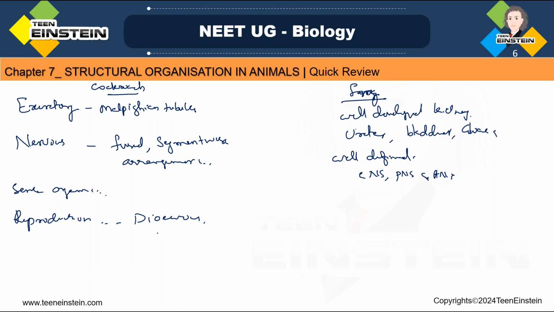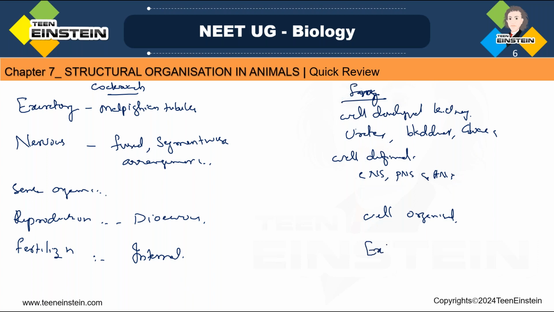In frog, it's well organized. Testes and ovaries are found attached to the kidneys. Well developed reproductive system you can see in frog. Okay, then about fertilization. Internal fertilization within genital pouch you can see in cockroach. Internal fertilization. In which one? In cockroach.